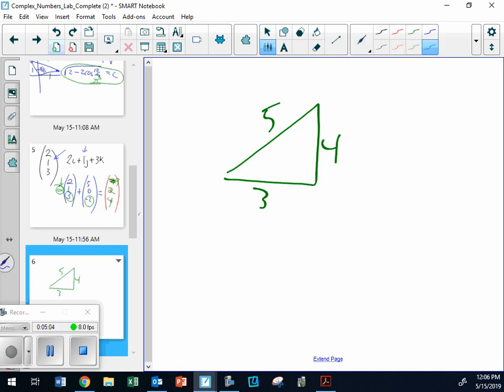If I double this and I double this, now some of you are like, spidey senses are going off, like maybe it's not just double. No, it is. It's just double. You double them all. If you double them all, the proportions will stay the same. So the magnitude of this vector would have been 5.